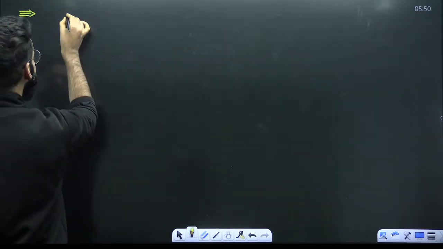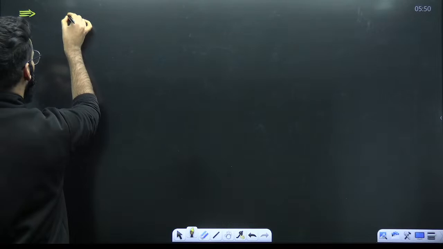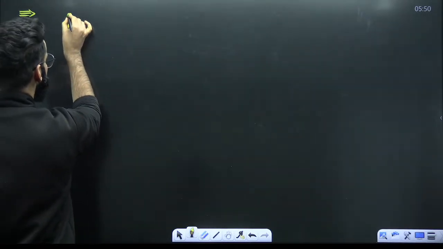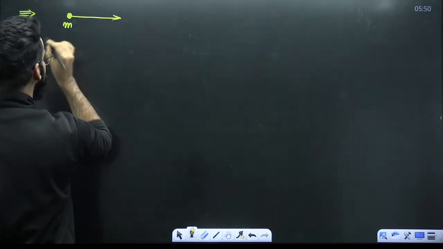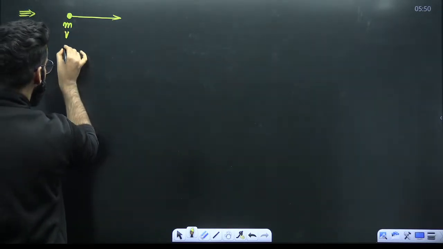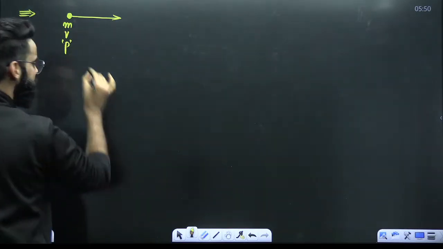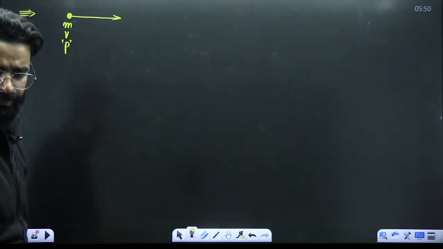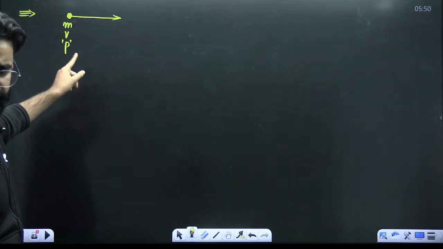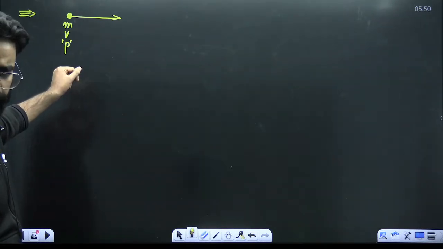Let's say this is the particle. This is the object, for example. This is a small object whose mass is m. Let's assume that this small object is moving with velocity v. If this object has mass m and velocity v, then this object carries some momentum p, which is equal to m into v. This object carries linear momentum. Perfect.